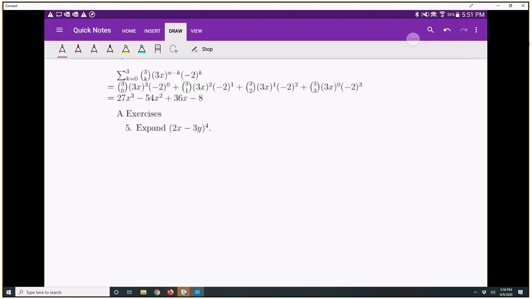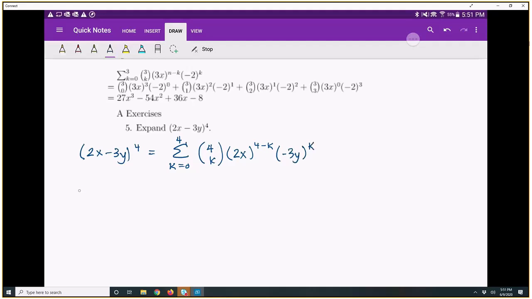So let's do an example of that type. We're asked to expand (2x - 3y) to the power 4. So if I replace x by 2x in the theorem, and I replace y by minus 3y, then I can say this expansion should be the sum, k is from 0 to 4 because the power is 4, of 4 choose k times (2x) to the power 4 minus k times (-3y) to the power k.